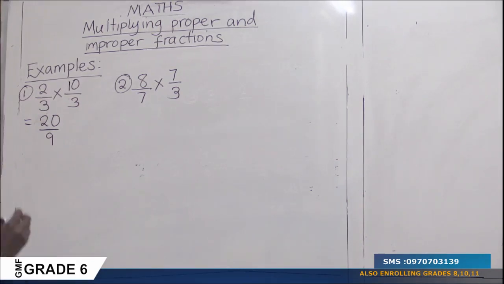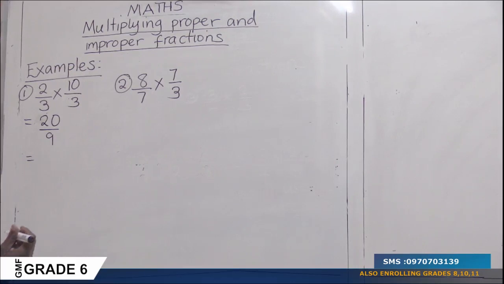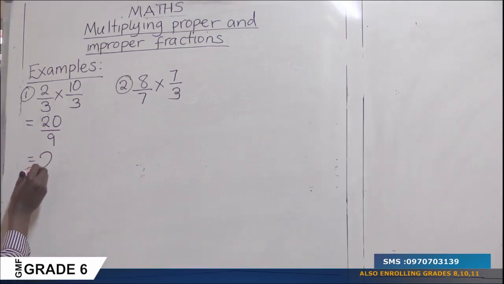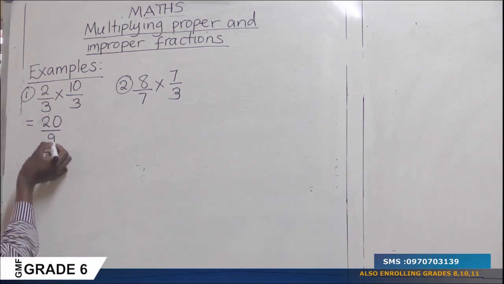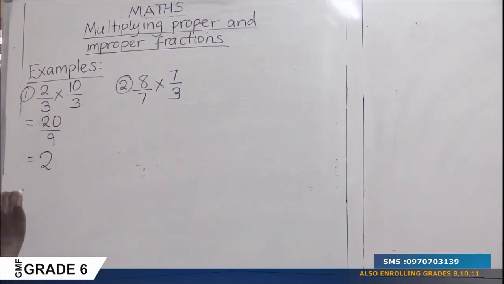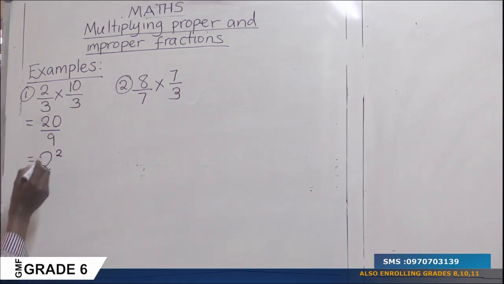Then from there, you ask yourself, how many times does 9 go in 20? 9 goes 2 times in 20. So there we are going to write a big 2. Why are we writing a big 2? Because a big 2 is a whole number. So when you say 9 into 20, the answer is 2. What is the remainder? The remainder is 2.